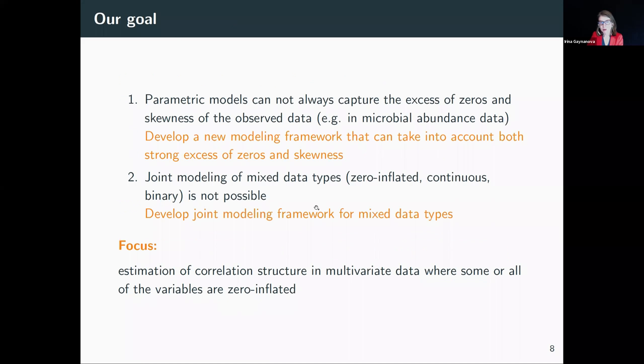So what we wanted to do is, on the one hand, have a more flexible modeling framework. In particular, we wanted to take into account both the many zeros that we see in the data and the skewness that is also present at the same time. But on the other hand, we wanted a modeling framework that is flexible so that joint modeling of these various data types can be achieved. More specifically, we're going to focus on how you estimate the correlation structure in multivariate data where some of the variables are zero inflated and the other variables could also be zero inflated or could be binary or could be continuous. Any questions so far?